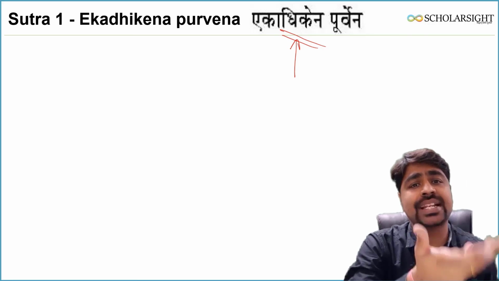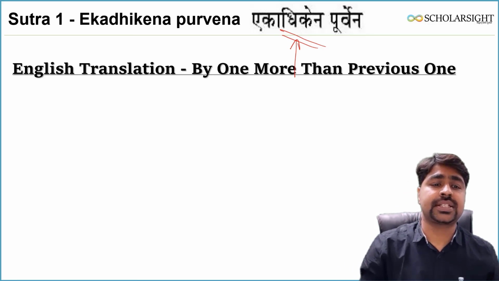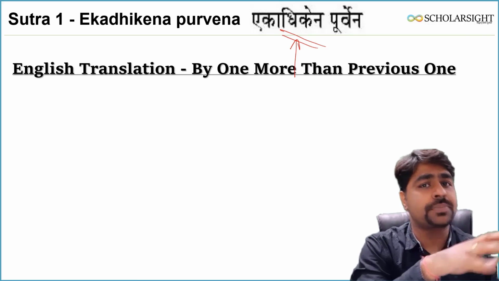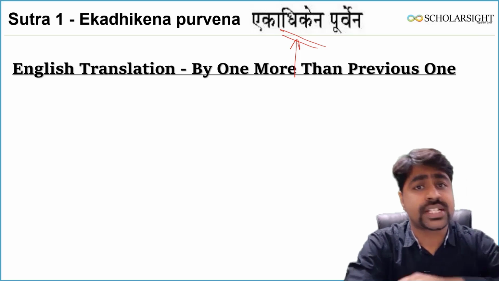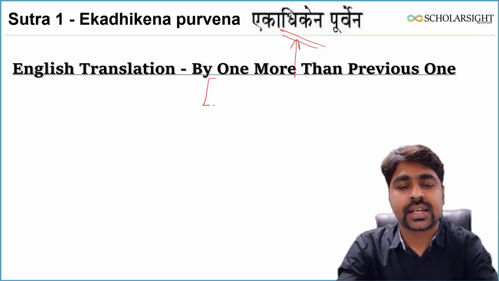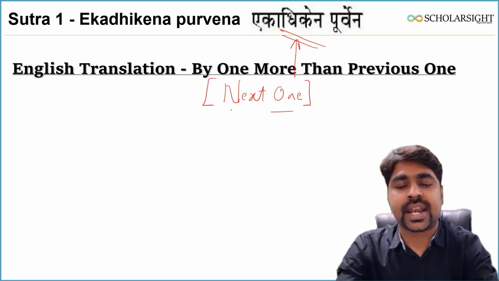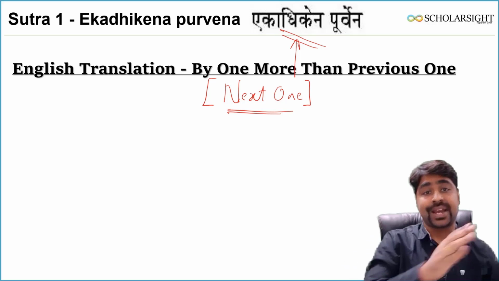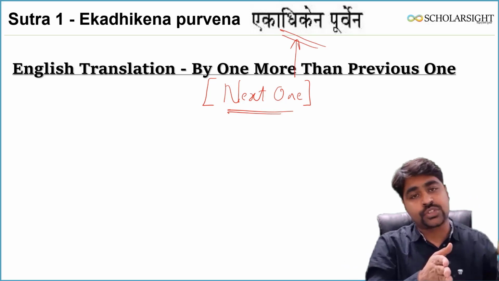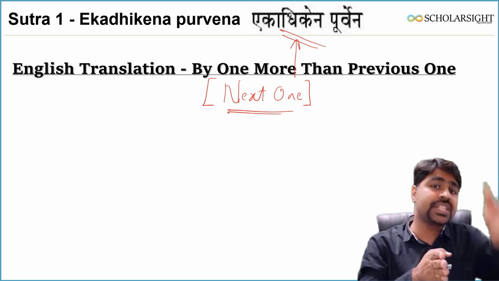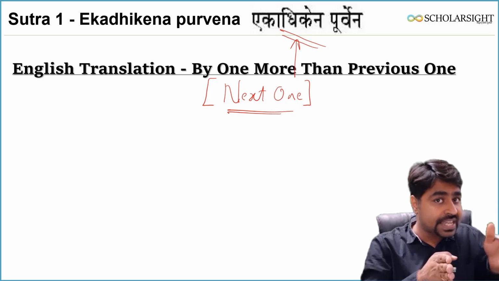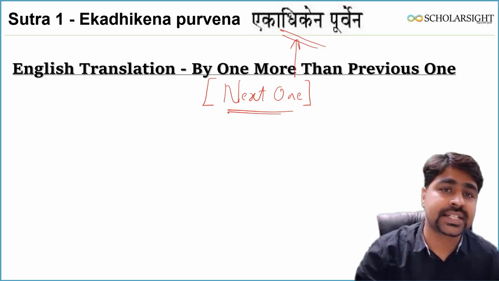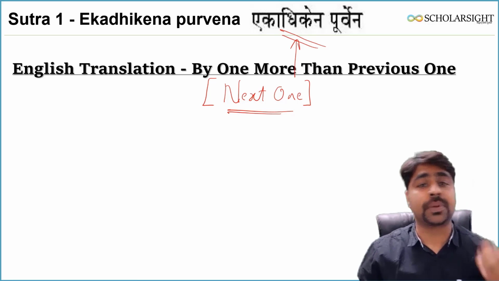So you will ask what it actually means. The English translation of this particular sutra is "by one more than the previous one." What does that mean? It basically means the next one. By one more than the previous one. So if the previous one is 7, then what is the next one to it? One more than 7 would be 8. So this is what we mean by Sutra number 1.